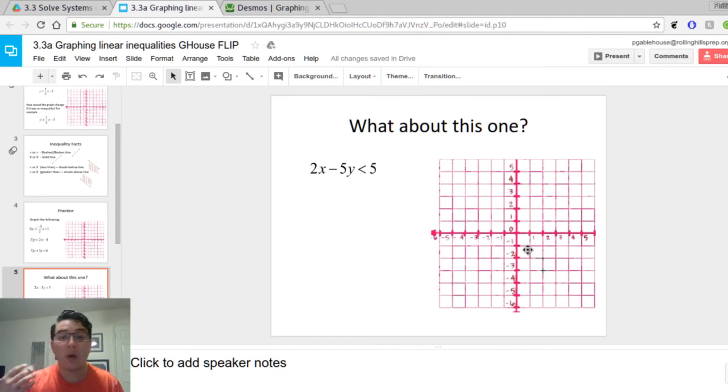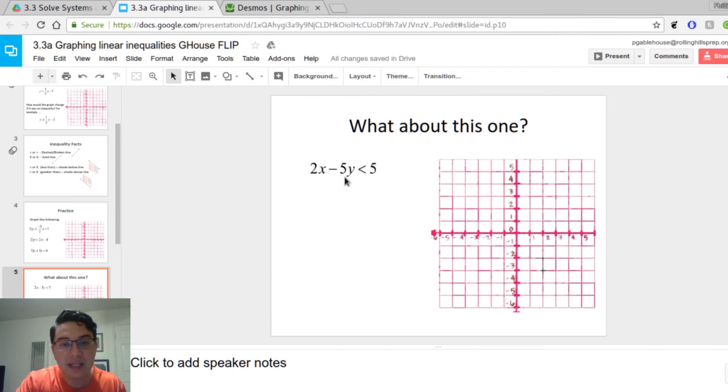All right, so as a line, this will be y. I ended up with y is equal to 2 over 5x, and then the 5 divided by negative 5 is negative 1. So we ended up with y is equal to 2/5 x minus 1. But remember, this is an inequality we're working with here.